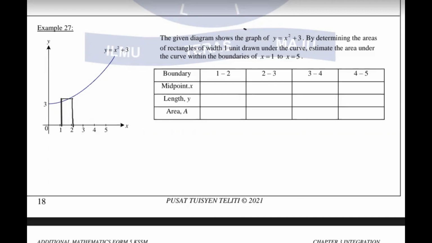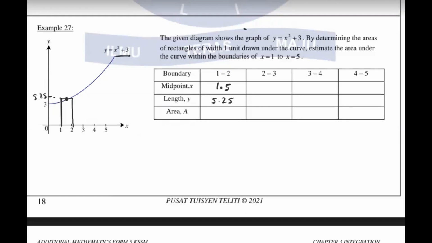So we take the midpoint here. The midpoint of 1 to 2 is 1.5. So how do you find the height? We sub it into this formula. Can you put 1.5 squared plus 3? Sub 1.5 in. 1.5 squared plus 3, what do you get? 5.25. So this is your height, 5.25.